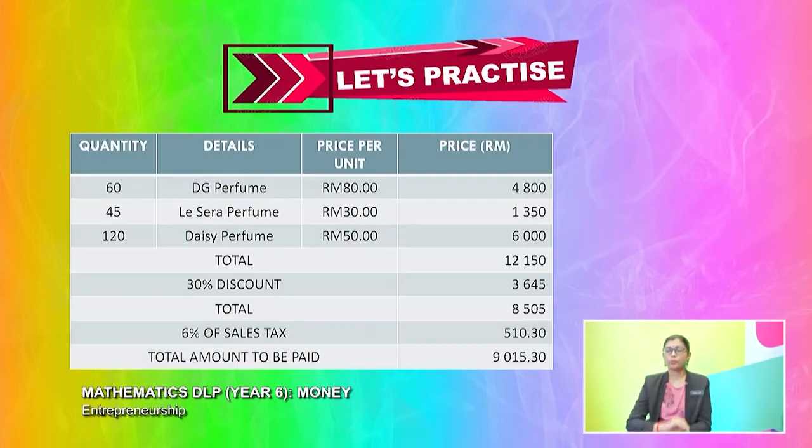After the sales tax, the total amount to be paid is 9,015 ringgit and 30 cent. Initially, it was 12,000 plus. We deduct the 30% and then we add the 6%. Okay, hope you got it.